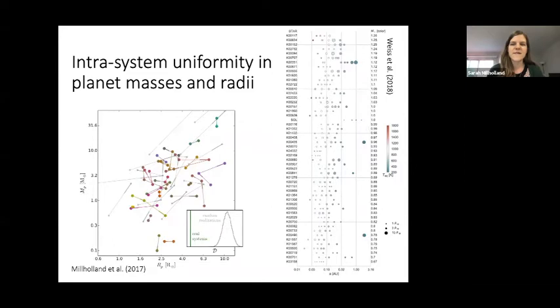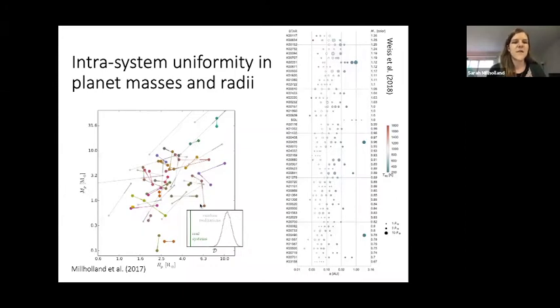This is easy to see with the radii on the right. If you scan your eyes down through various Kepler systems, you can see that the radii in a given system tend to be much more similar to their neighbors than they would be if you were to just pull these randomly from the population. In this depiction, you can also see the uniform orbital spacing pretty well. On the left, we can see this intrasystem uniformity for both the masses and the radii, where all planets in a given system have the same color and are connected by lines.